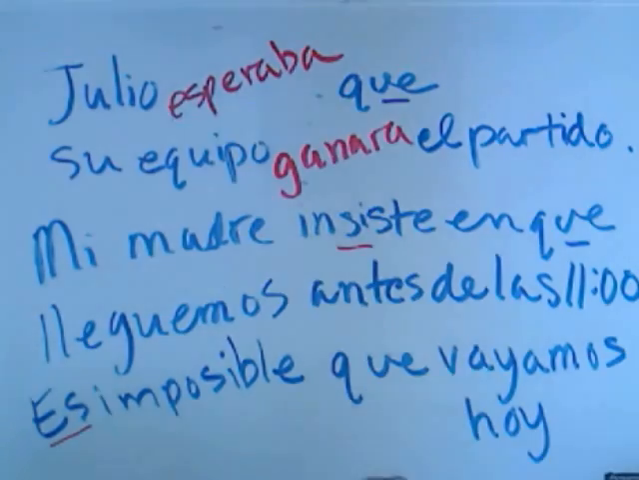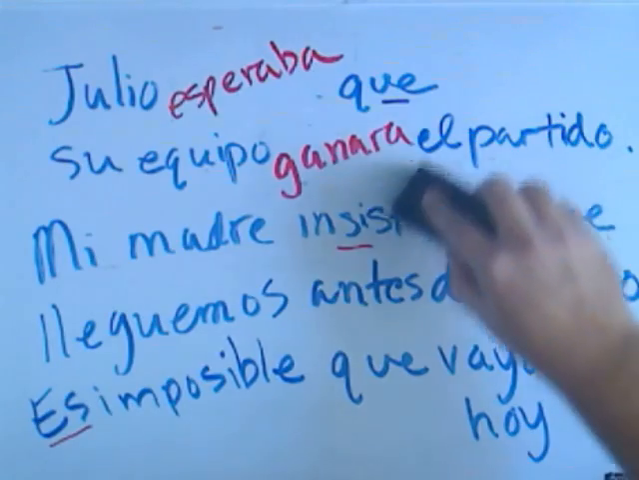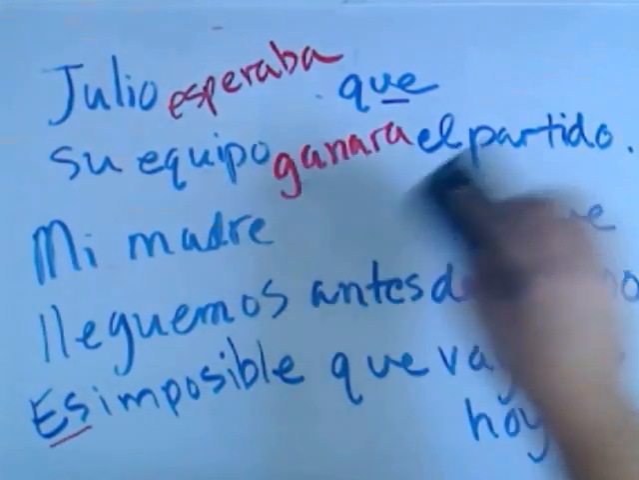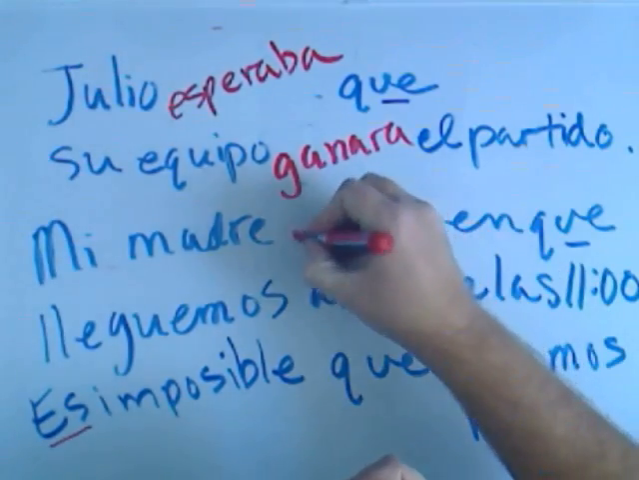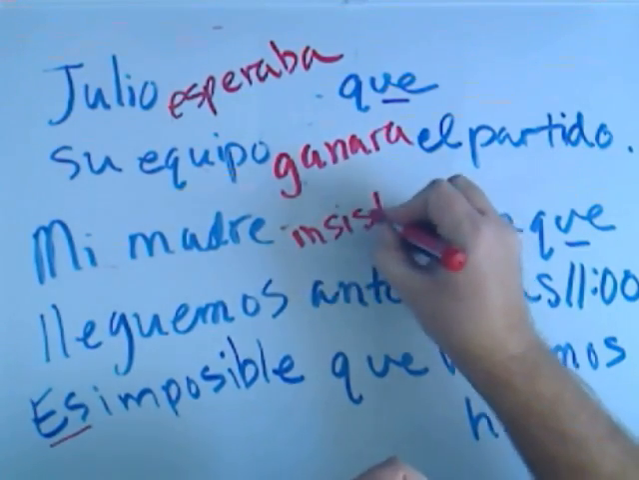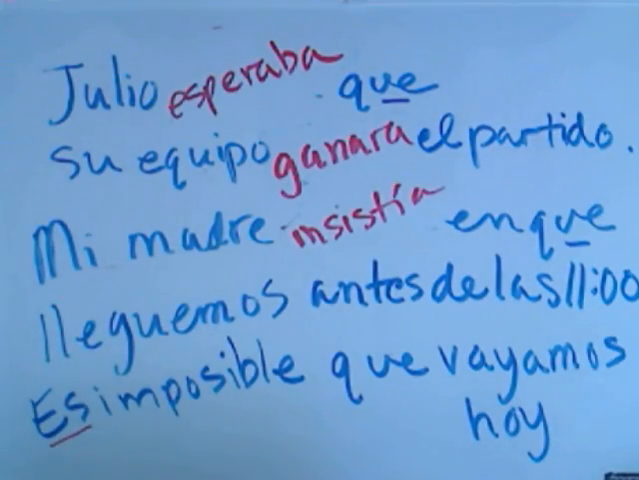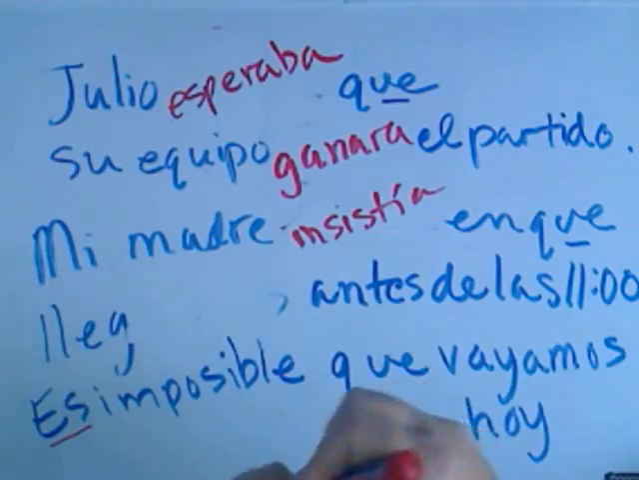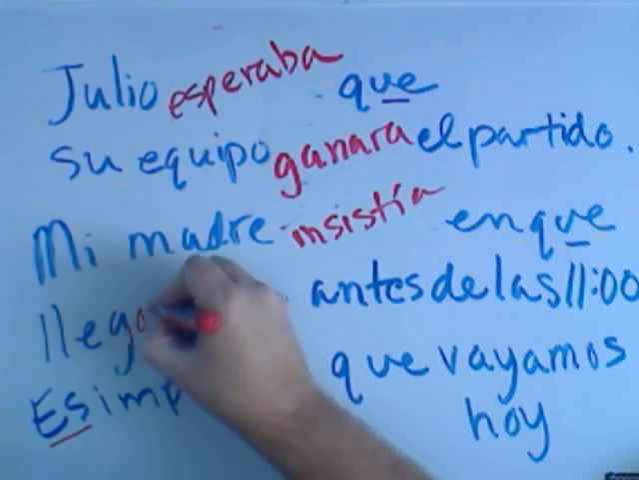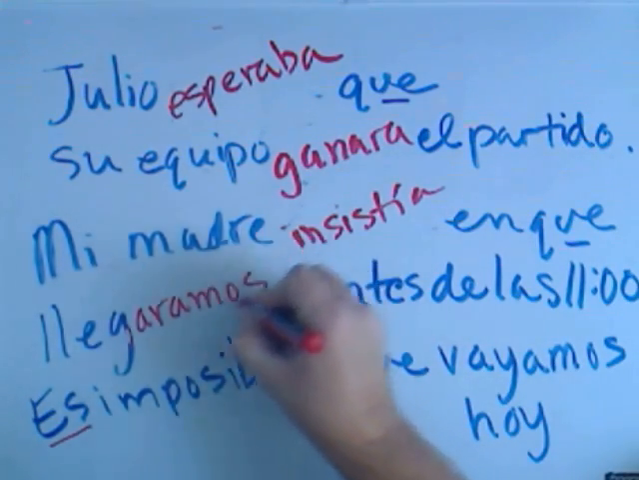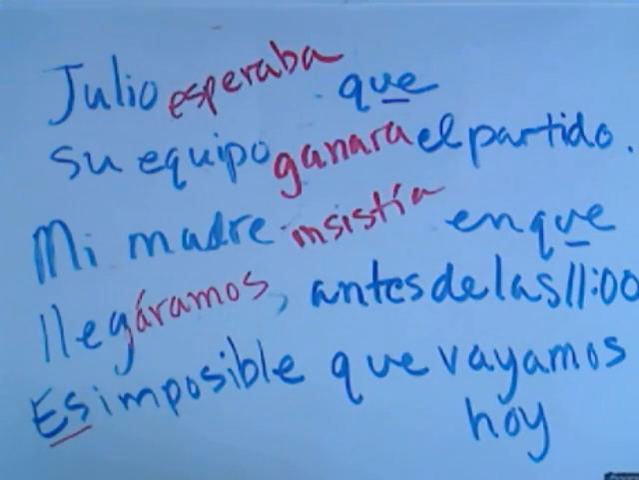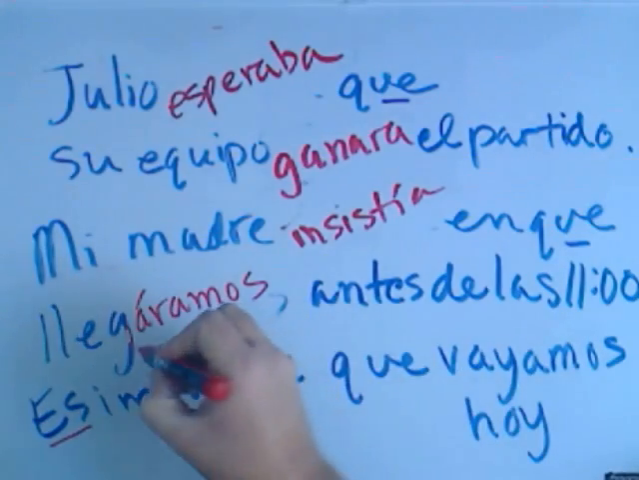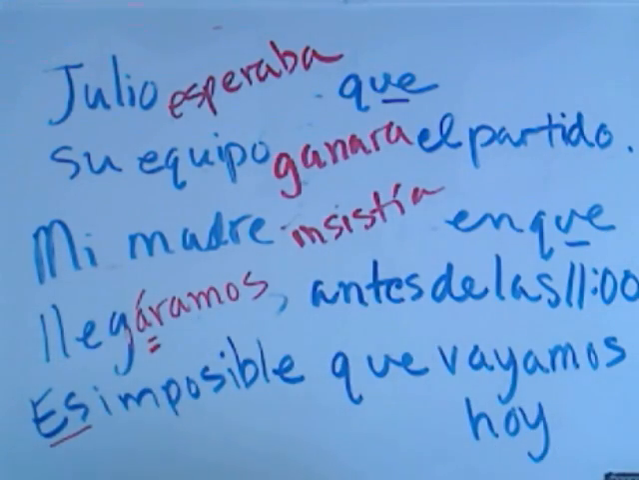Okay. Mi madre used to always insist instead of insists. So mi madre insistía, imperfect form, en que nosotros, instead of lleguemos, this one's going to become llegáramos. Llegaron minus the on, adding the amos. Llegáramos, written accent. Antes de las 11.